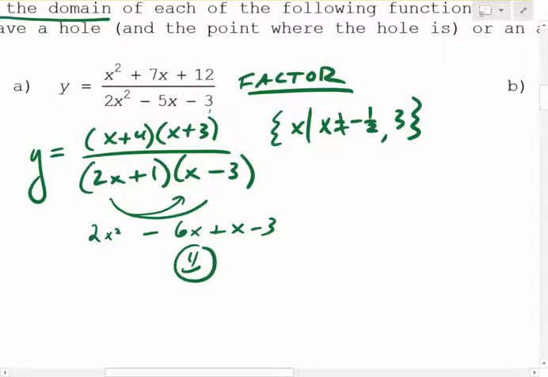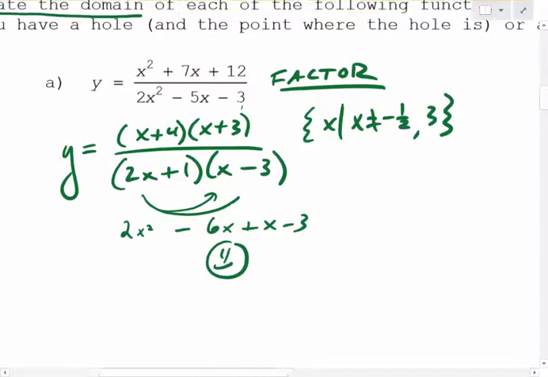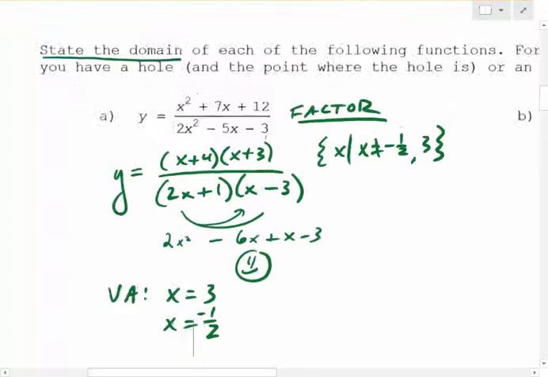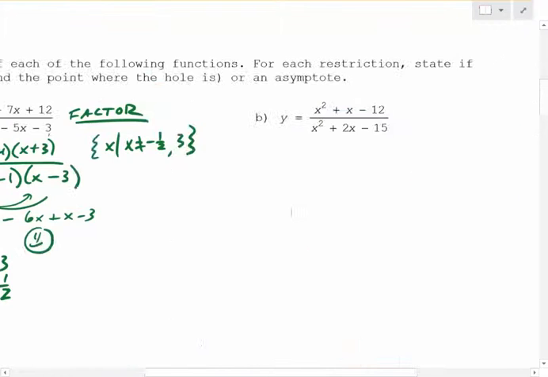Now, can you cancel anything? Is there anything that cancels? It's okay to say no. No, there isn't anything that cancels. So are there going to be any holes on this one? No. Is there going to be a vertical asymptote? Yeah. How many? 2. What's one of them? 3. And? So when I ask you for vertical asymptote, make sure you do x equals. An asymptote is a line. So there are no holes.